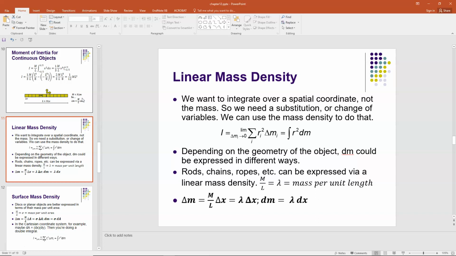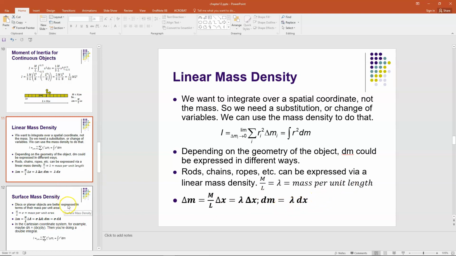That would equal lambda delta X, because lambda is that constant value. And then if I took my summation over to an integral, I could express that as dm is equal to lambda dx. And then see, I'm integrating over my linear coordinate and not mass. Okay? Now, if you do it this way, you're just going to be doing a one-dimensional integral. In other words, you're only going to be integrating over one spatial coordinate.